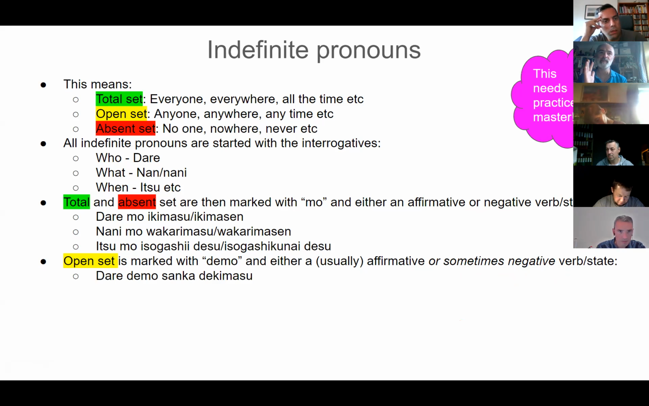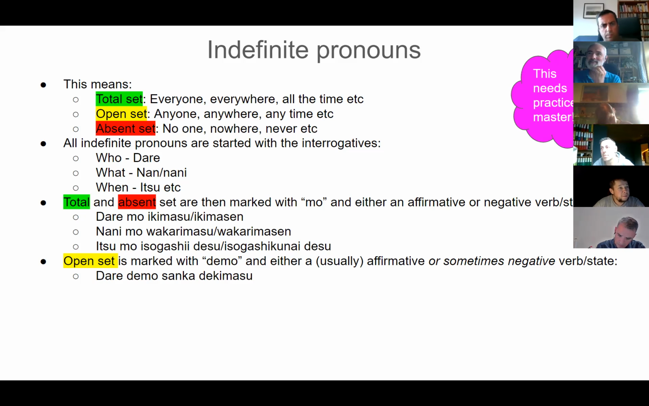So for example, dare demo sanka dekimasu. So sanka means to participate. Anyone can participate. If you said dare demo sanka dekimasen, it means no one can participate. But in that case, you could also use dare mo sanka dekimasen. So the negative of the open set is often the same as the absent set.